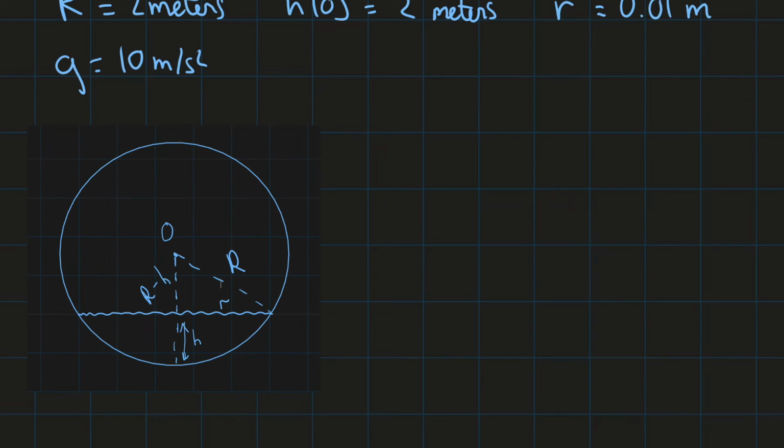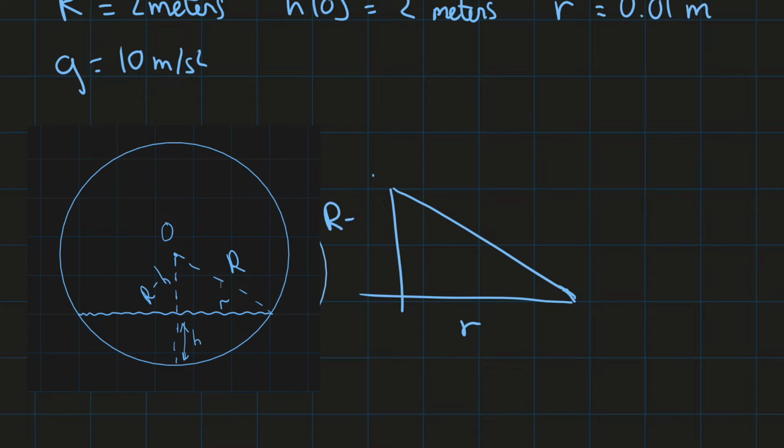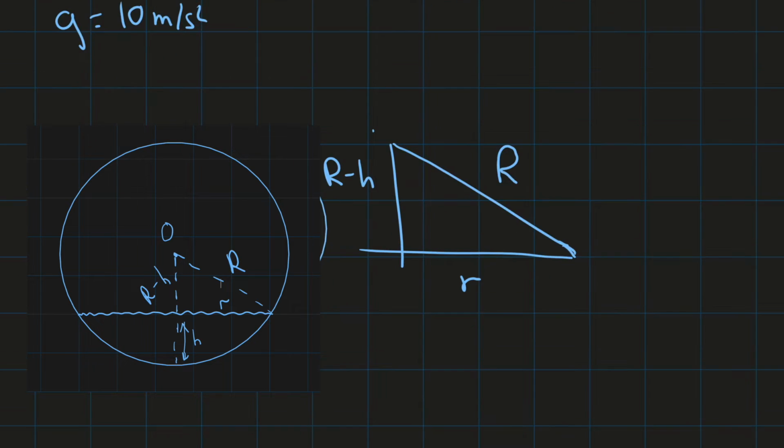To derive the formula of dh over dt in terms of h, we can do the following. Let's take a closer look at our two-dimensional diagram of the tank. The distance between the center of the circle and the water level can be written as the difference between the radius and the height of water, R minus h. Let's label the distance between the border of the water level and the point on the water surface right below the center of the circle to be lowercase r.